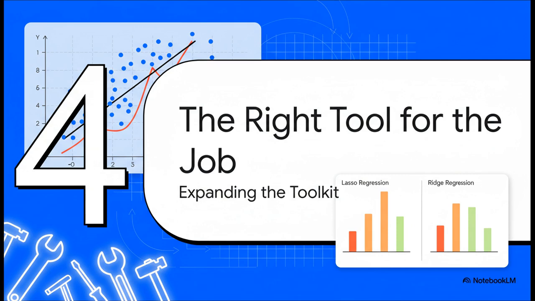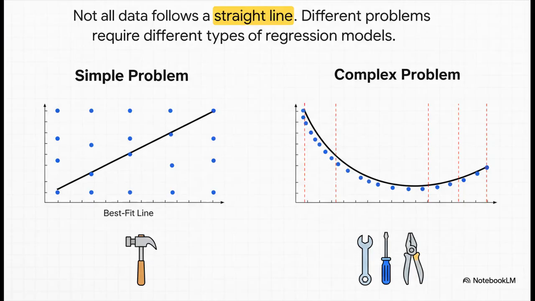A simple, straight line is a fantastic starting point, but let's be honest, real-world problems are rarely that simple. It's time to expand our toolkit a little bit. Sometimes the relationships in your data are curved, or maybe the thing you're trying to predict isn't a continuous number at all. A good problem solver knows you can't fix everything with just a hammer, so let's look at a few other types of regression models.